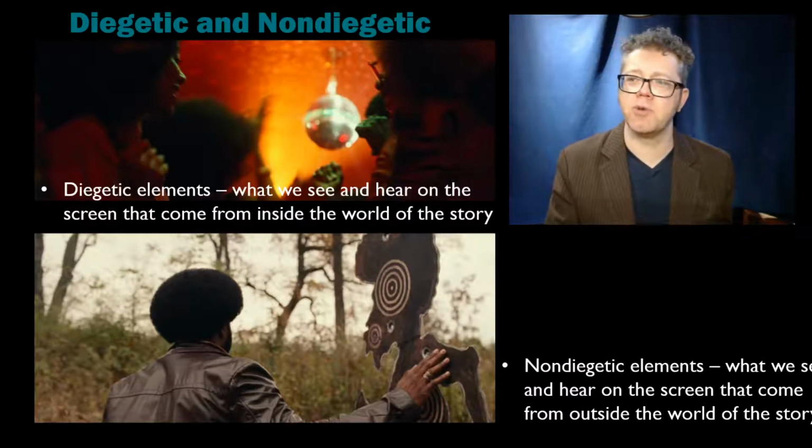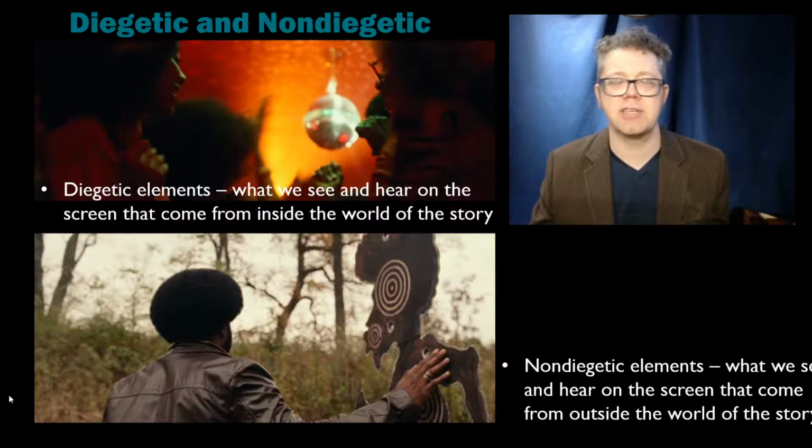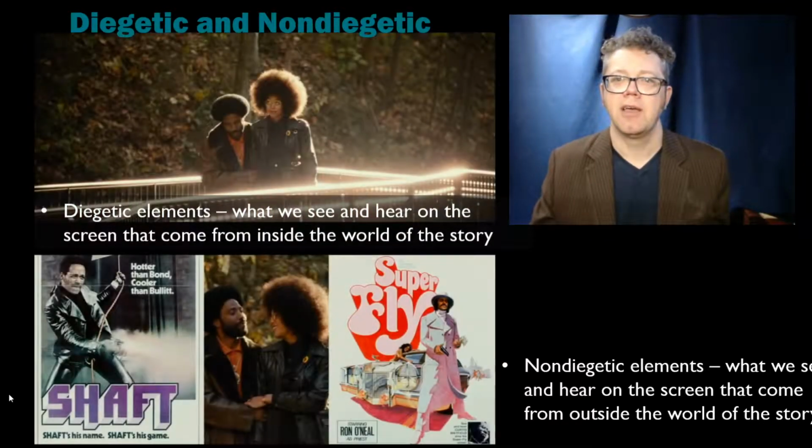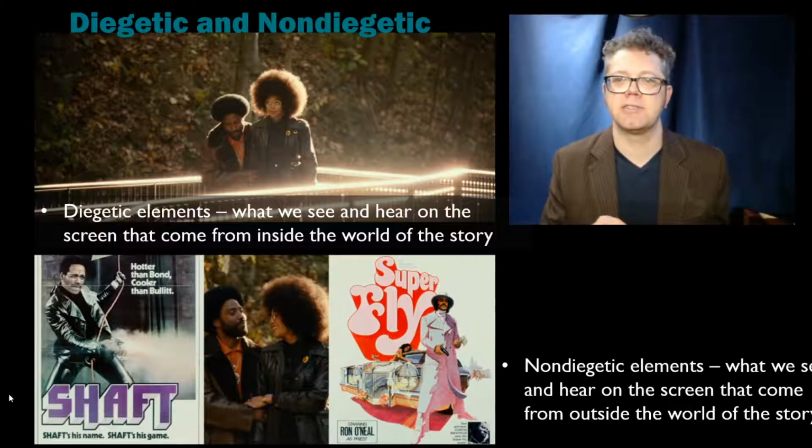Non-diegetic elements: what we see and hear on the screen that come from outside the world of the story. And it's not just music that can be non-diegetic. You can have non-diegetic elements that are visual as well. And Spike Lee loves to use non-diegetic elements in his films.